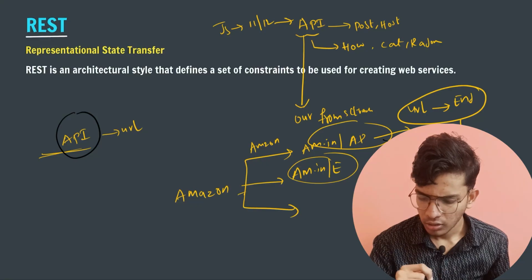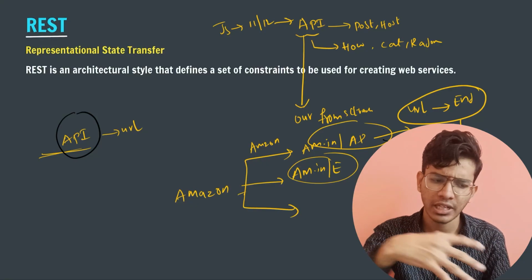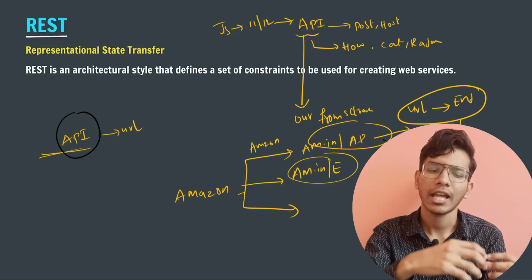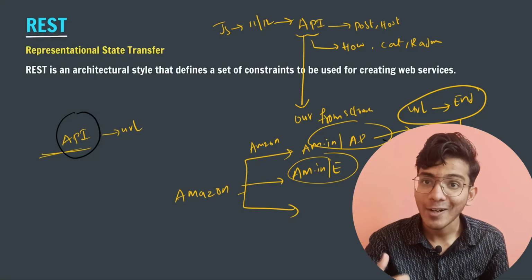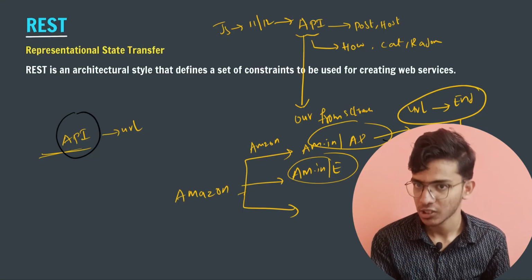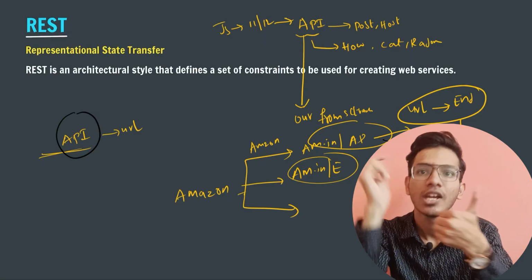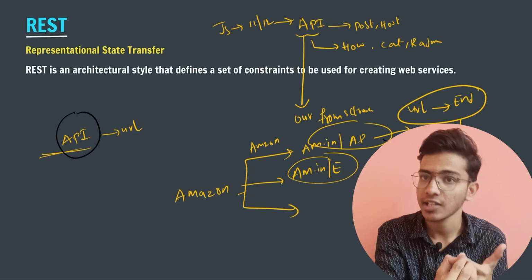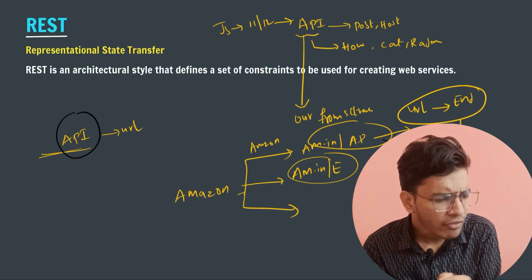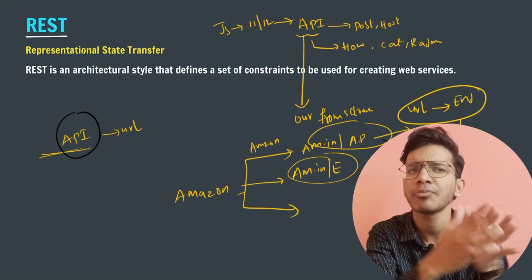Now, there are some standard rules. Whenever we create an API from scratch, we follow a standard rule, and we call that standard rule REST. In this whole chapter, we will study how we can create our very own API using these standard rules of REST, right? Whenever we are creating a real-time example, a real-time website.